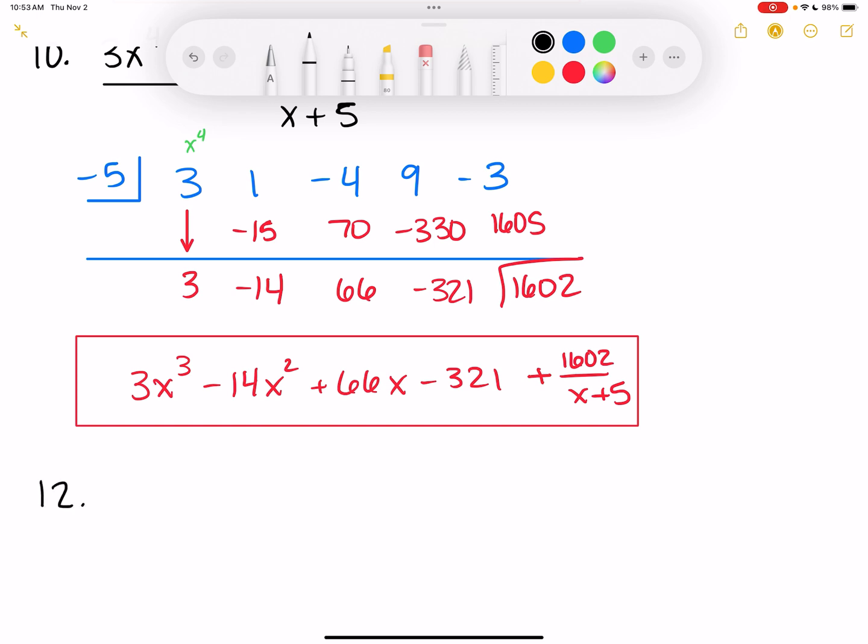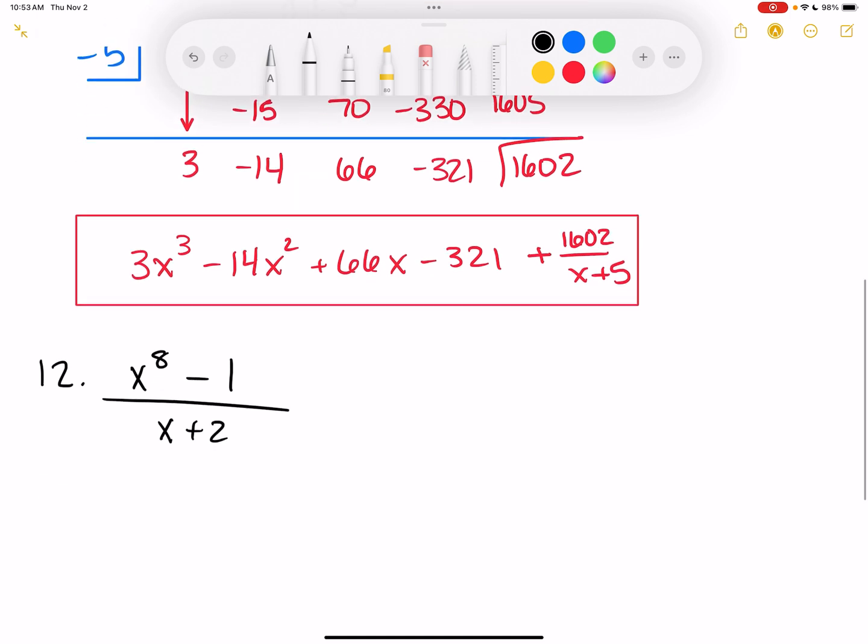All right, 12. x to the 8th minus 1 over x plus 2. It was like ooh big, and then like it's not. So what number is going in the box? -2. -2. And then I've got 1 x to the 8th.